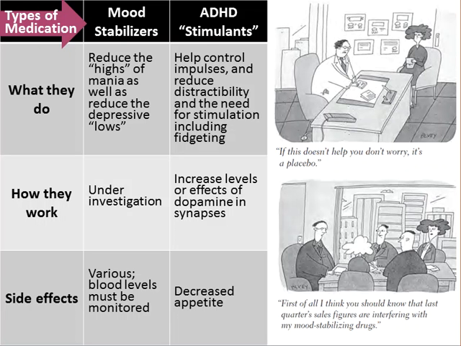Mood stabilizers. What do they do? Reduce the highs of mania as well as reduce the depressive lows. How do they work? They're still under investigation. Side effects: various. Blood levels must be monitored. ADHD stimulants help control impulses and reduce distractibility and the need for stimulation, including fidgeting. How do they work? Increased levels and effects of dopamine in the synapses. Side effects: decreased appetite.